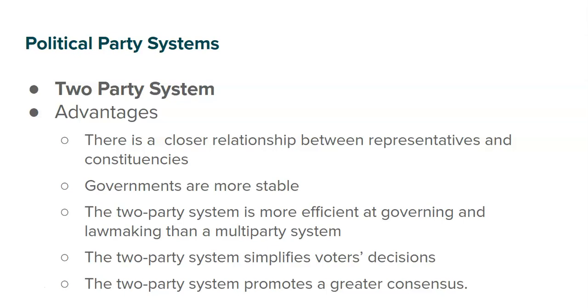The governments tend to be more stable because you don't have coalitions, and there's often peaceful transfers of power like we see in the United States. It is more efficient in governing because you're going to get things accomplished because you're not having coalitions and lots of different voices heard. And the two-party system really simplifies voters' decisions. As long as you have a winner-take-all system, you're going to continue to see two-party dominant systems.